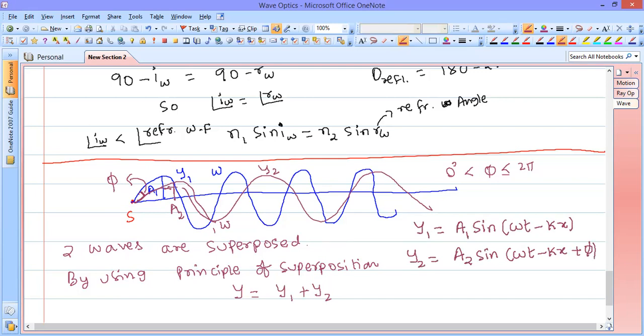Okay na? So by using this displacement equation, can I say the source is coherent or non-coherent? Yes, sir. Coherent. The source is coherent. The angular frequency, that is, frequency is same, and it has a constant phase difference. Frequency is same but different amplitude. Now, I'll find the resultant displacement.